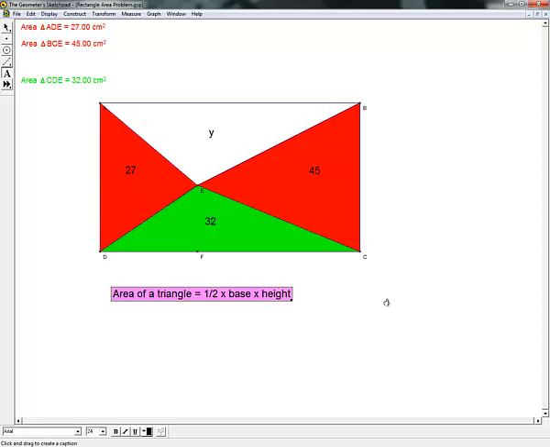Now, the trick is to notice that when I move point E vertically upwards or vertically downwards, the red areas do not change. Let us look at triangle ADE on the left. It is made up of base length AD and height ADF. This applies equally to the red triangle on the right. Not convinced? Let us try it out.